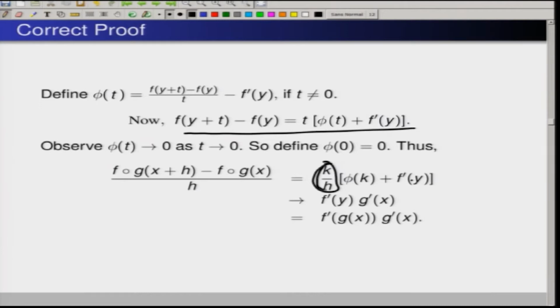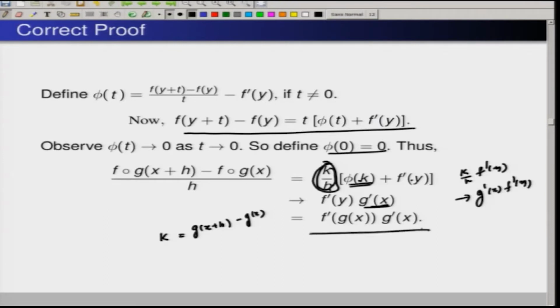So, this is going to be g prime of x, where k is equal to g of x plus h minus g of x. Now, this goes to g prime of x. Now, phi of k: as h goes to 0, k goes to 0, therefore phi of k will go to 0. So, this first term is going to be 0, and the second term, which is equal to k by h into f prime of y, will go to g prime of x into f prime of y, that is nothing but f prime of g x into g prime of y.